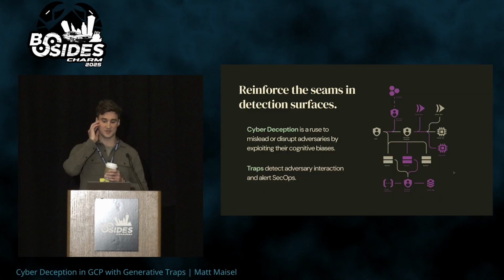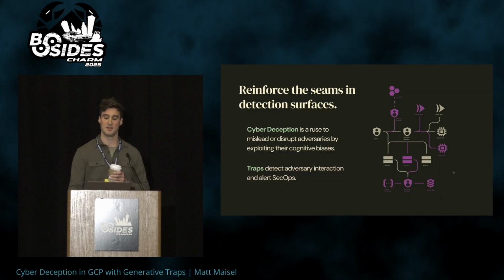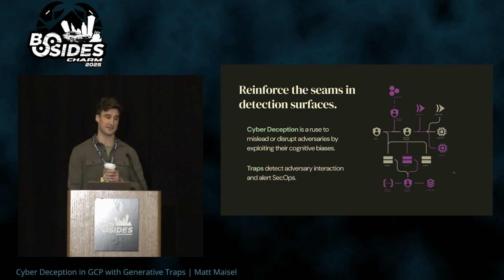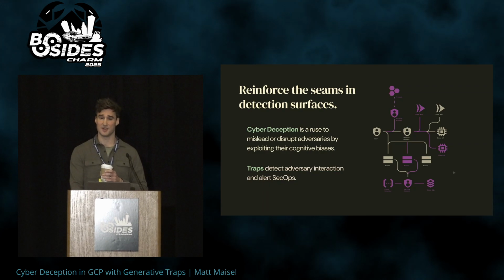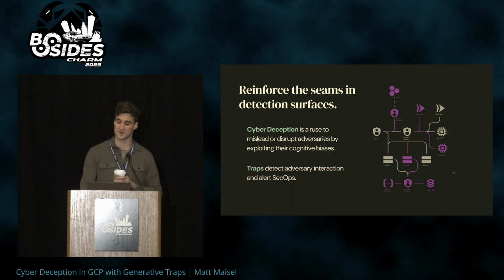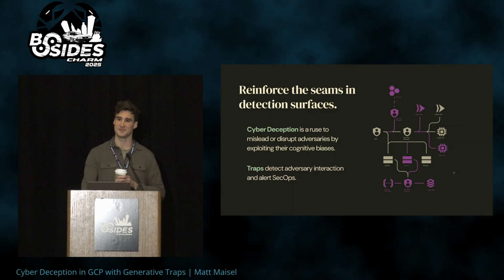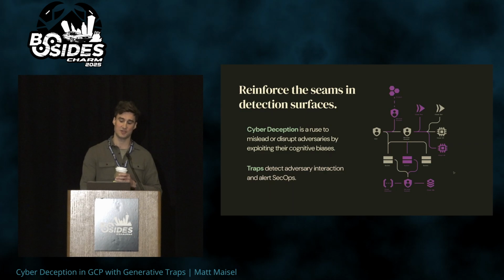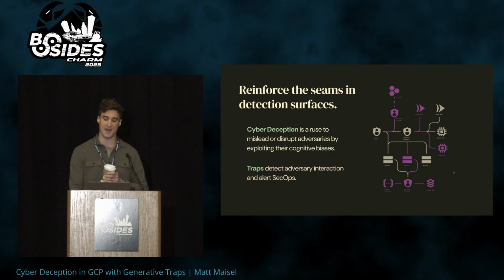Deception introduces uncertainty about the target environment. It increases the probability of detection of adversaries. It acts as sludge to slow them down. And for security operation teams, deception can reinforce the seams in our detection surfaces by placing traps at key choke points along the attacker's attack path.